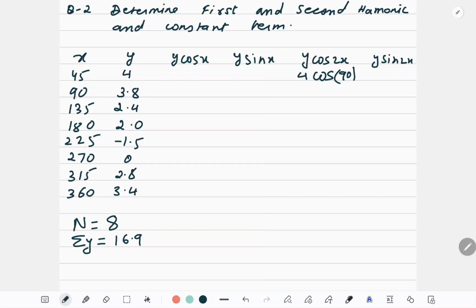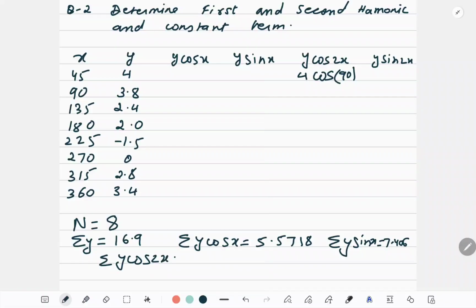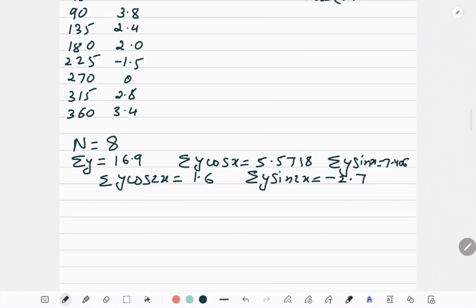Summation y will be 16.9. Summation y cos x is equal to 5.5718. Summation y sin x will be 7.406. Summation y cos 2x is equal to 1.6. Summation y sin 2x is equal to minus 2.7. Okay, now use the formula.